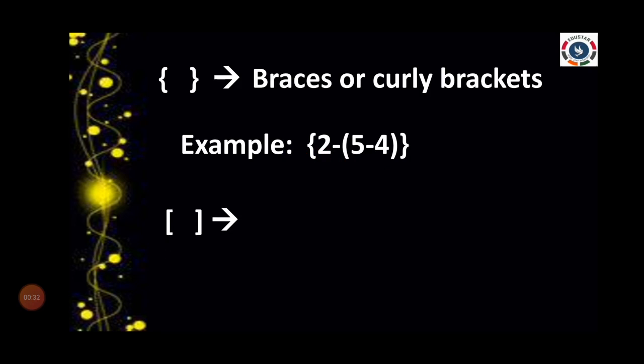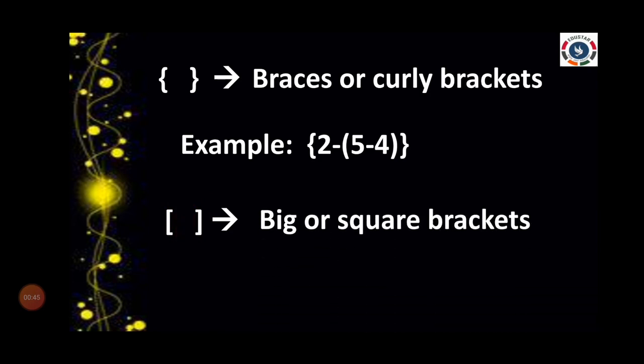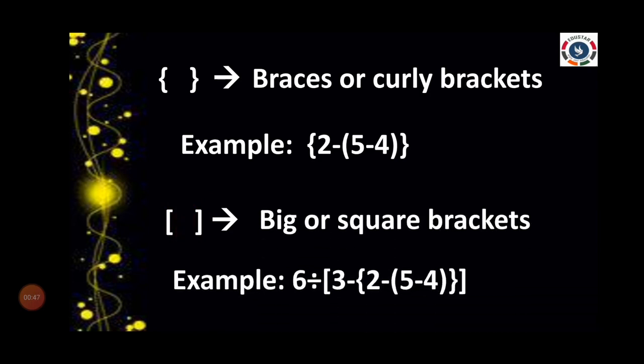And the next bracket is given, that is a big or square bracket. It looks like a square shape, no? So we can call that a square bracket or big bracket. One example is given for you: 6 divided by 3 minus 2 minus 5 minus 4. See here, 6 divided by, then the square bracket is given, then this is the curly bracket, then the round bracket.